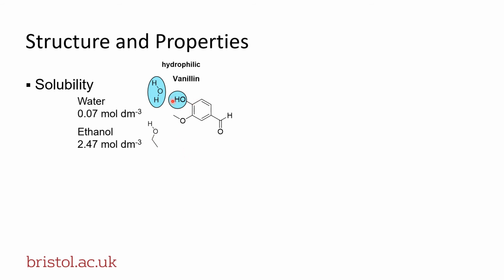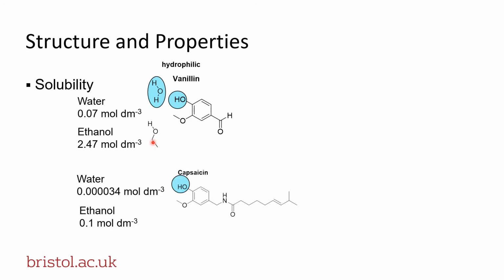So the solubility of vanillin in water is quite low. It's only 0.07 mole per decimeter cubed, whereas it goes up in ethanol, and that will be because ethanol has this longer tail. If we look at capsaicin, again, we've got the hydroxy group, but we now have a much longer tail of carbon atoms. And what we find with capsaicin is that the solubility in water is now very low. And it is a bit higher in ethanol, but it's still quite low.